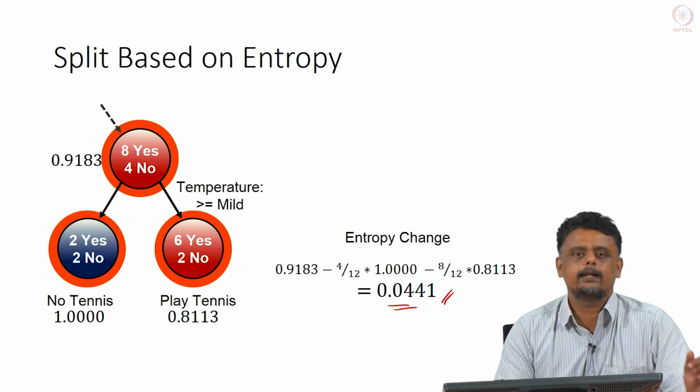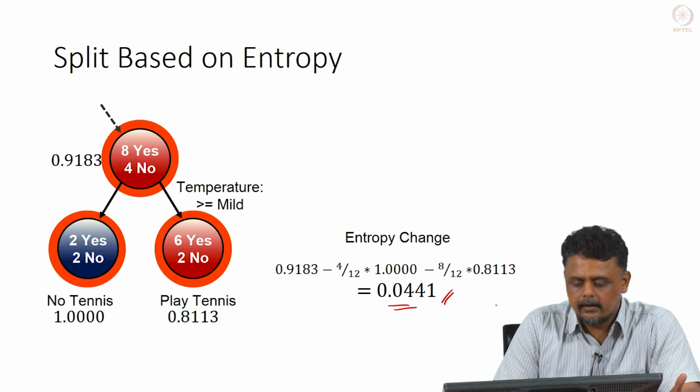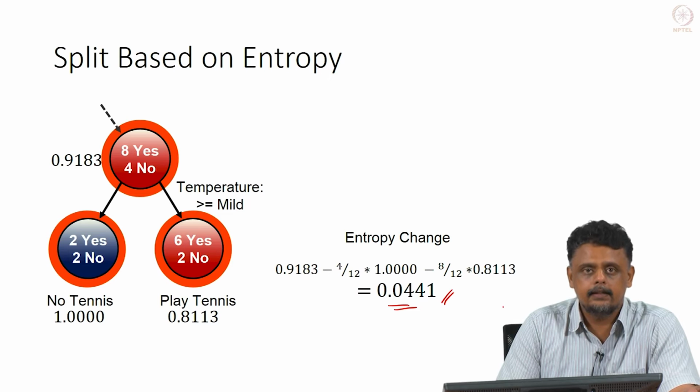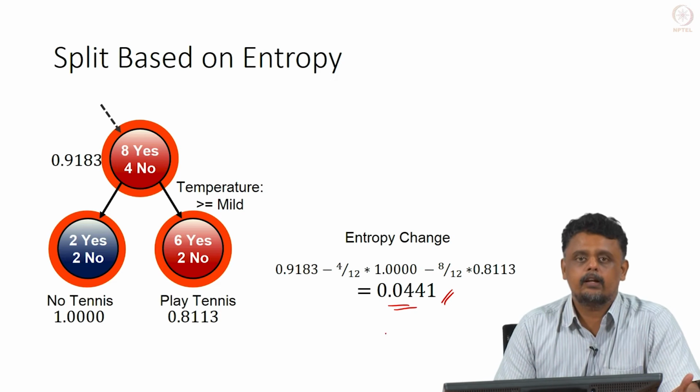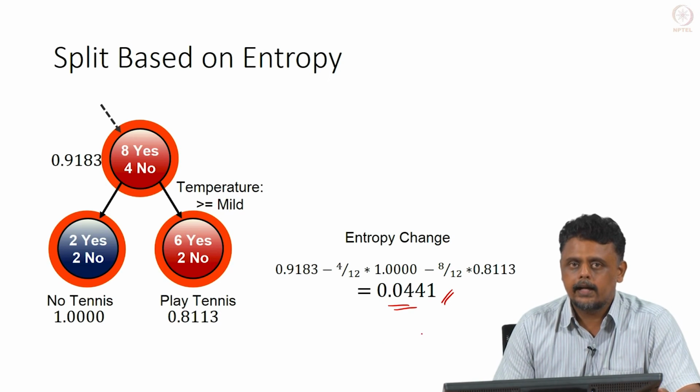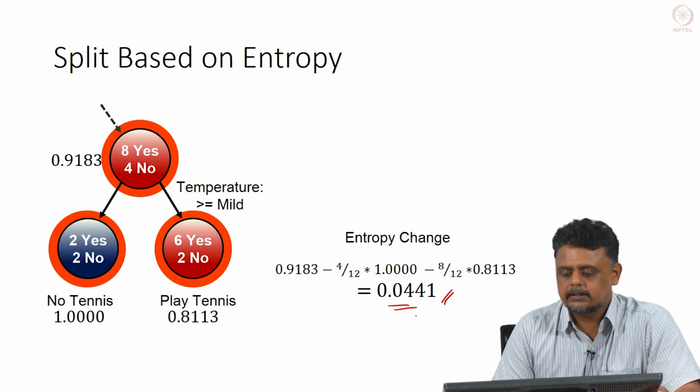So, this is for one feature, which is the temperature. Now, we would do a similar calculation for the other three features, and we will calculate the same entropy change for all of them and choose the feature that gives rise to the maximum change.